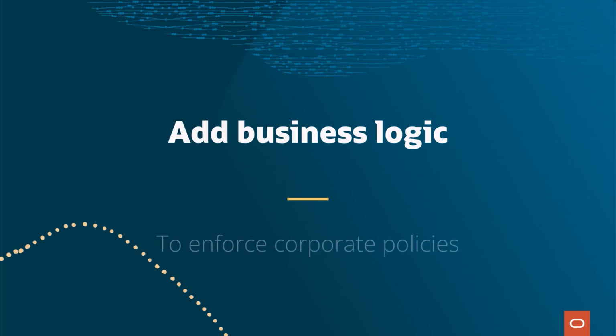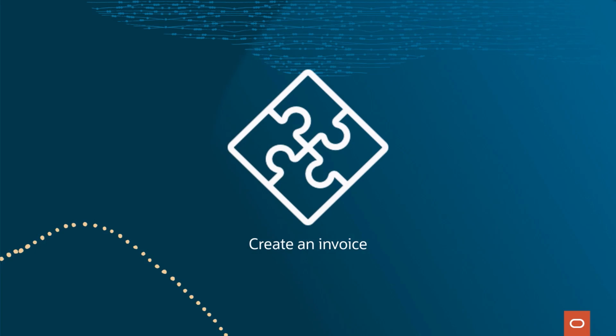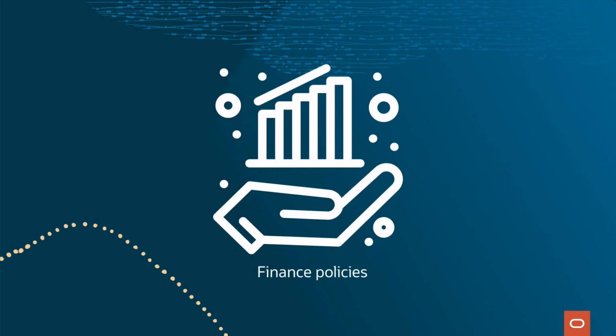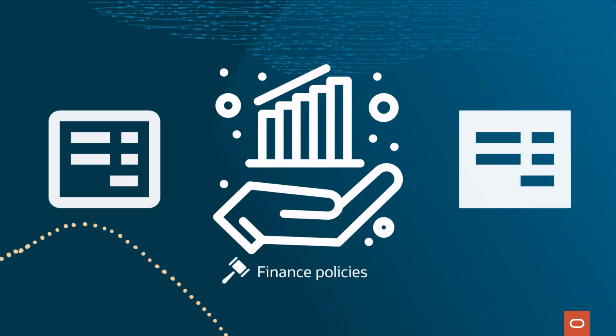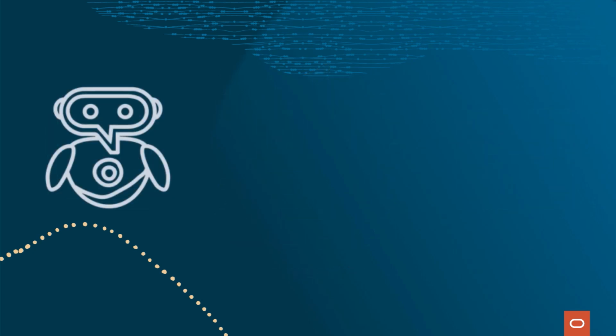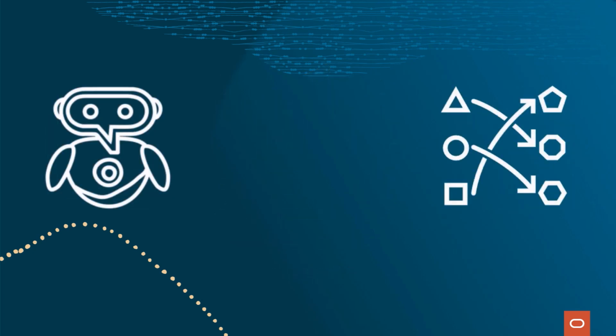Let's continue building our invoice processing automation by adding some business logic to enforce our corporate financial policies. We built an integration that creates the invoice, but our business has additional finance policies we must enforce. For example, we might want to validate that the invoice amount matches the purchase order amount. We'll do this by building an RPA robot and decision, and then orchestrate them within the Create Invoice integration.